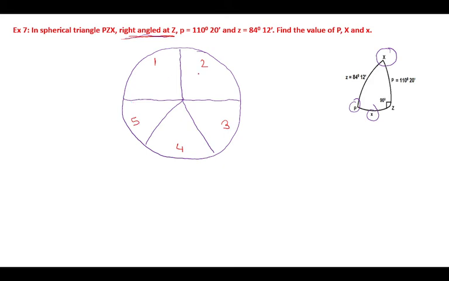Now, parts 1 and 2 are replaced by the adjacent sides. Adjacent sides means small x and small p, these are the adjacent sides of the 90 degree angle. This is small x, this is small p. Next, part 3 should be 90 minus angle, this is 90 minus capital P. And lastly, the complement of the hypotenuse is 90 minus small z.